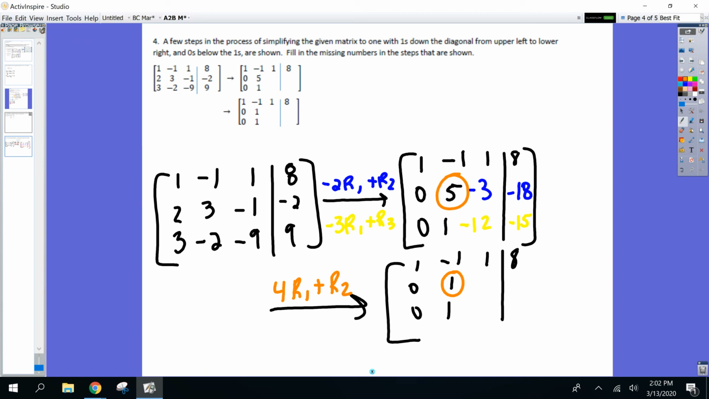Go ahead and fill in your new row 2. And we didn't touch row 3, so you can just rewrite that one. Wouldn't that change to 0? Oh yeah, it's 0 there. Now what's your new row 2? What do I have here? Yep, 0, 1.